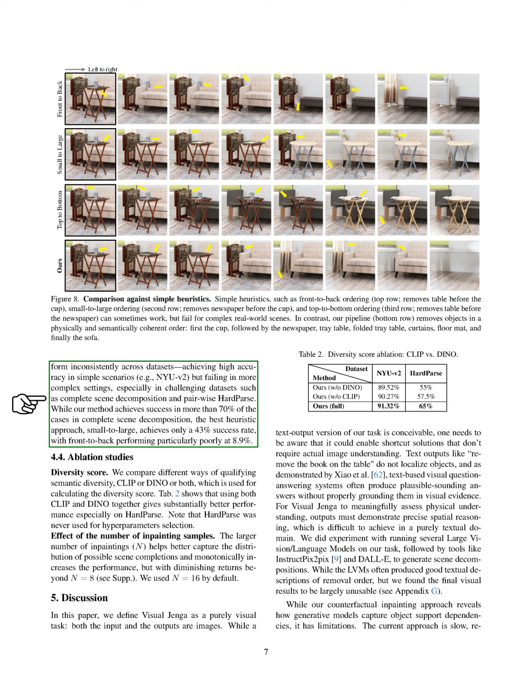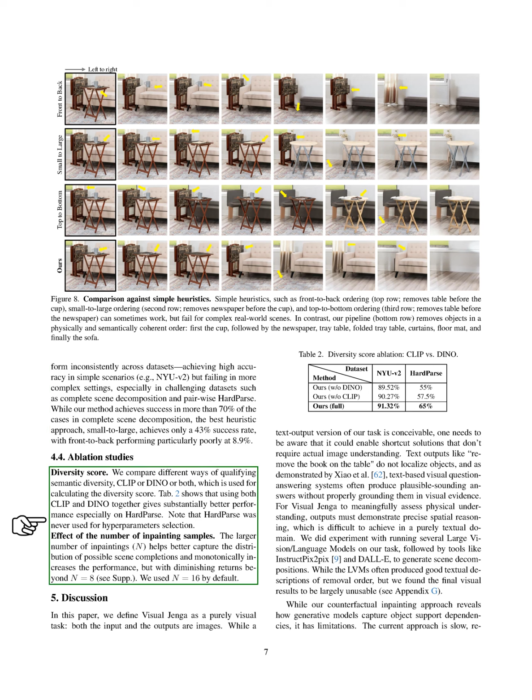They perform well in simpler scenarios, like NYU V2, but struggle in more complex situations, particularly in challenging datasets such as complete scene decomposition and pairwise hard parse. Our method, however, succeeds in over 70% of cases in complete scene decomposition, while the best heuristic, small to large, only achieves a 43% success rate, and front-to-back performs poorly at 8.9%.